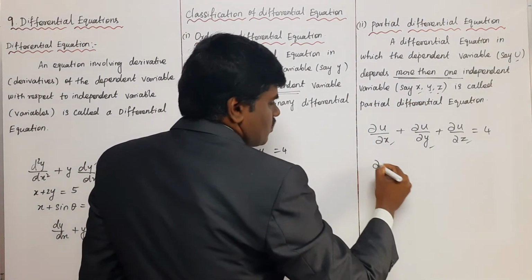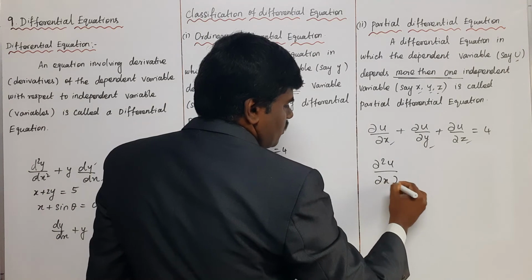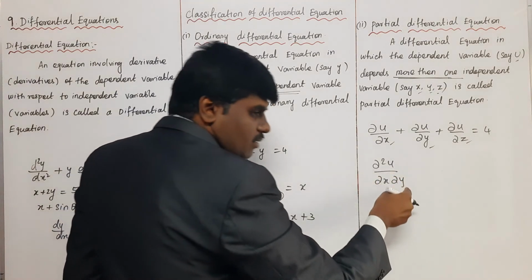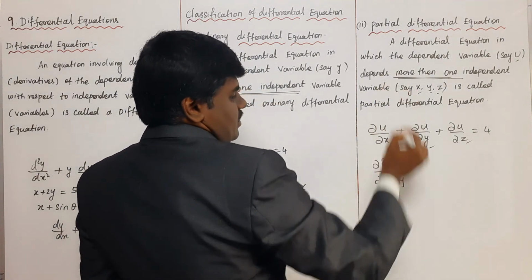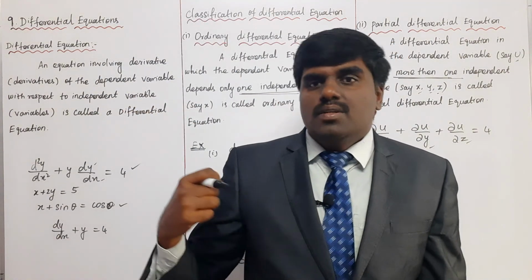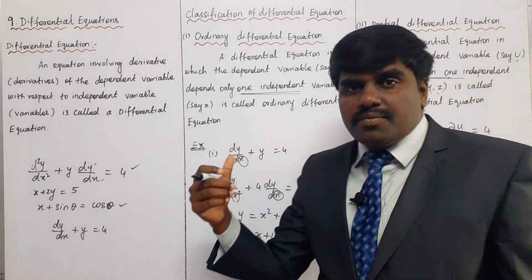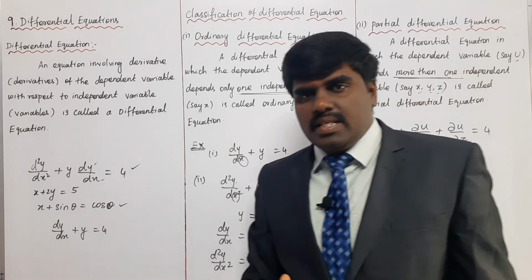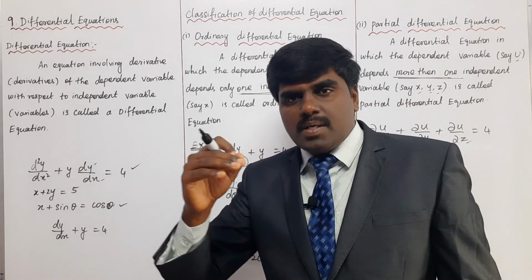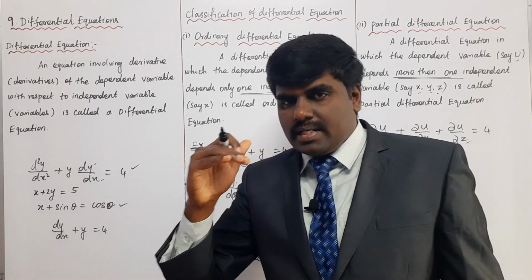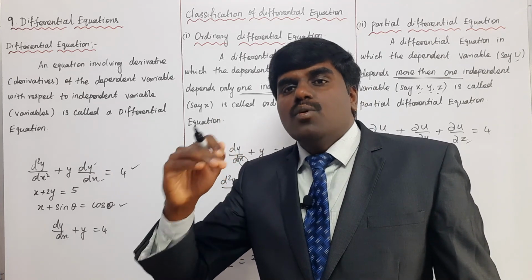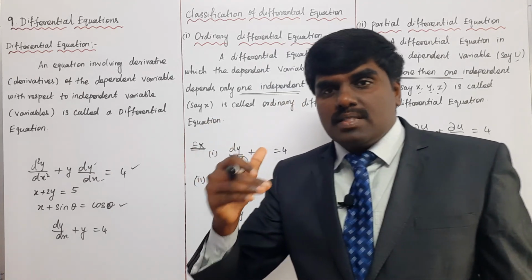In the same way here also, dou squared u by dou x dou y means u is a function differentiated with respect to x and again with respect to y also. This particular equation is called a partial differential equation. So the equations are called ordinary differential equations and partial differential equations. An ordinary differential equation is one where the dependent variable depends on only one independent variable. A partial differential equation is one where the dependent variable depends on more than one independent variable.